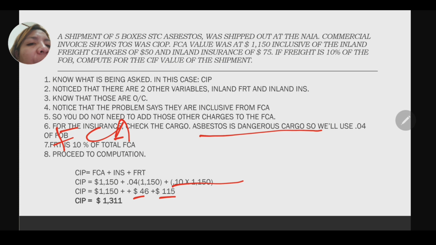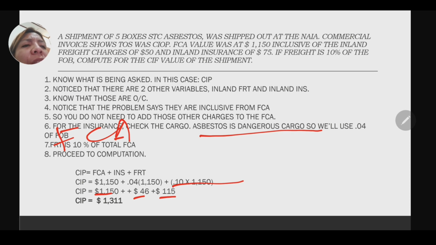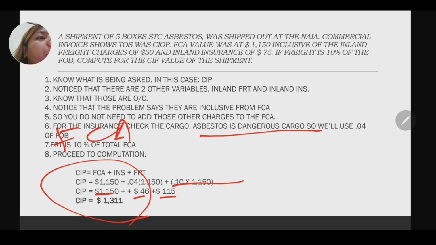To get the CIP, you just need to substitute the values: FCA plus insurance plus freight. When you calculate it with your calculator, you'll get the value of the CIP as 1,311 US dollars.